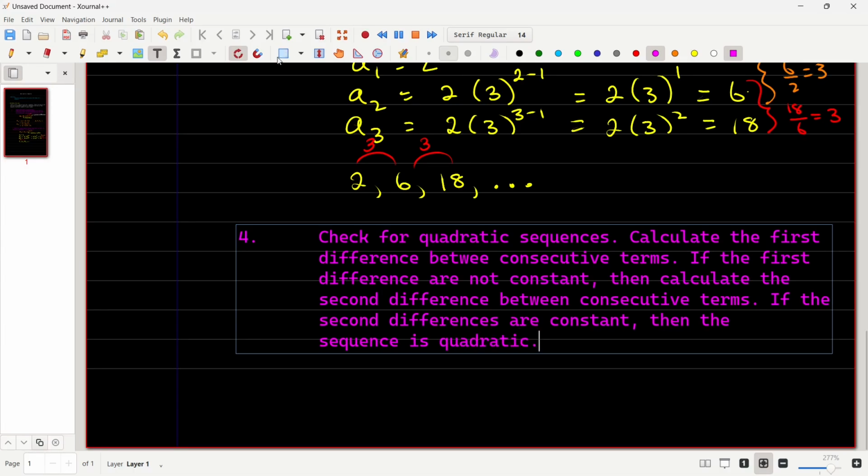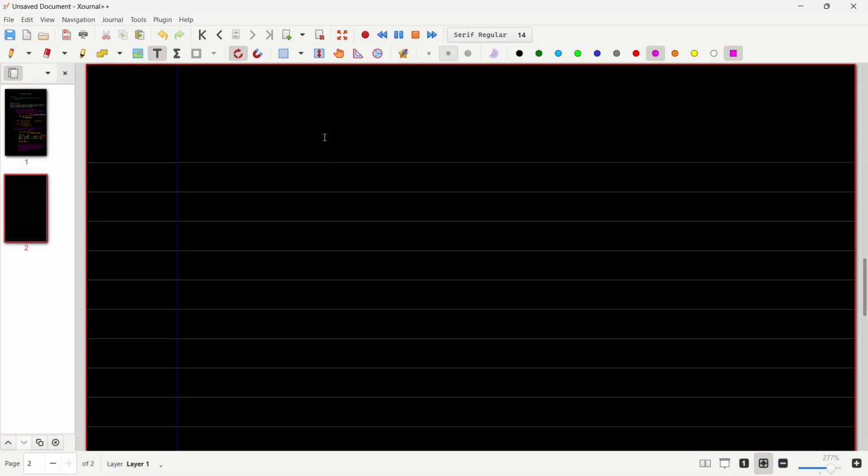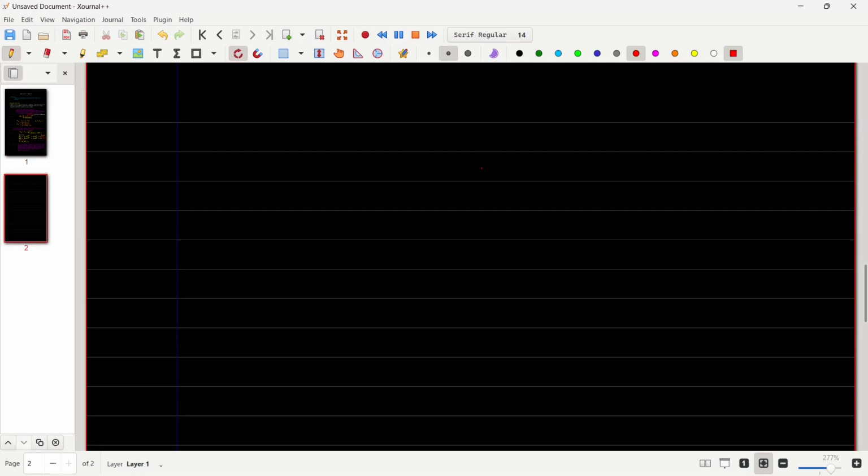All right. So let's say, for example, let me just put a new line here. I'm going to put my example in purple. Let's say that I have a sequence of, let's use squares: 1, 4, 9, 16, 25. I know that those are square numbers.